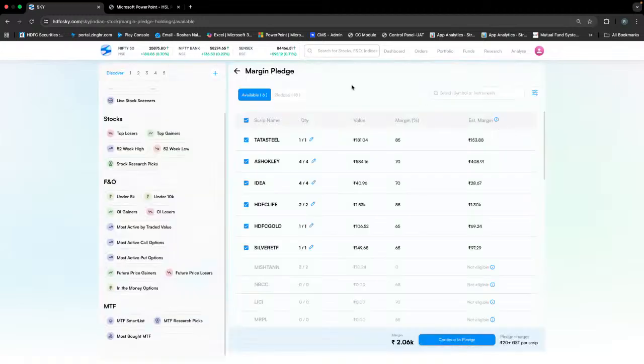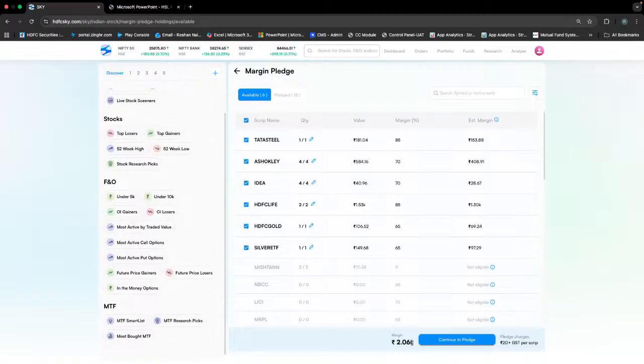I'll just quickly show this because it's relevant to MTF. I have these many stocks which are not pledged, and I can pledge these stocks and get additional margin of 2,000. Now this 2,000 I can use for MTF or FNO trading as well. This is also an advantage of the HDFC Sky platform. You don't even need to bring in extra cash to purchase an MTF. If you already have holdings, you can pledge them, get additional margin and use it in MTF.